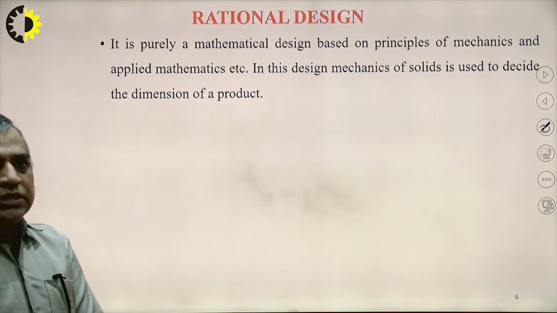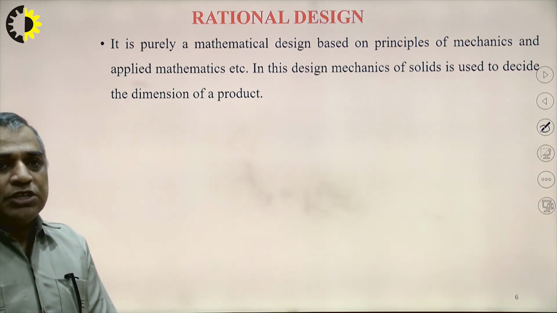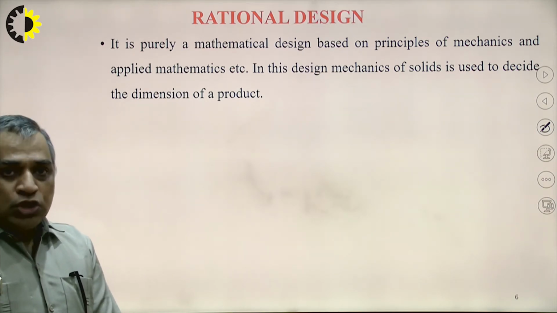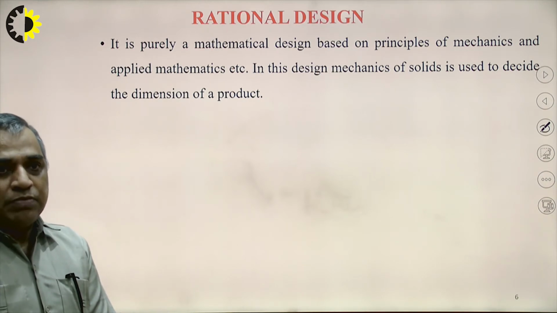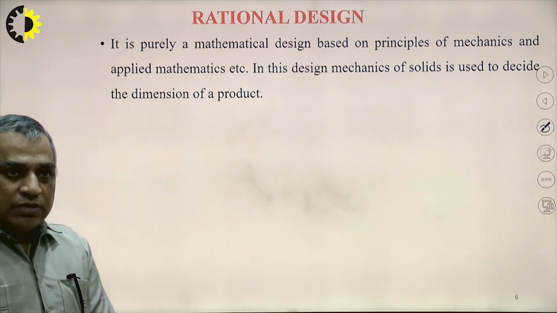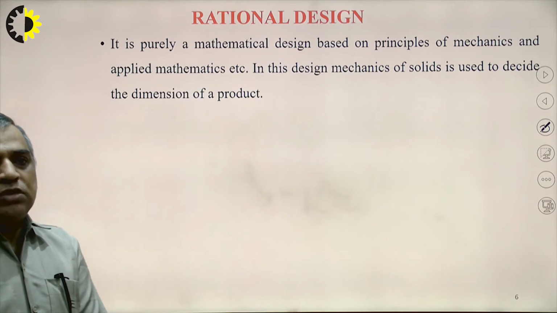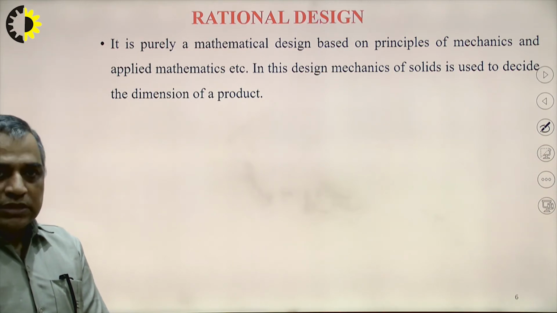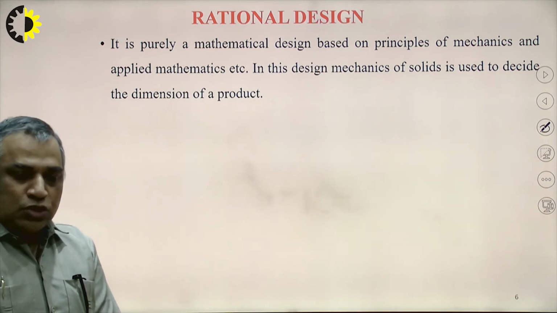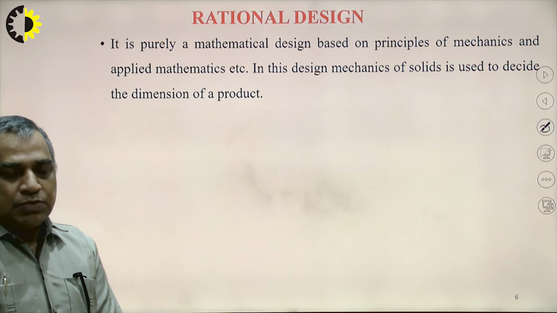Then rational design. Rational design, we define those designs which have some mathematical support by using the principles of mechanics and solid mechanics or applied mathematics. That is called the rational design. So we may precisely define, in rational design we use the various formulae, we perform the mathematical analysis, and we take a decision to finalize the dimension. So this is called the rational design.